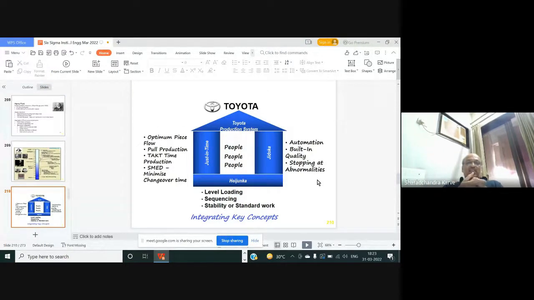Then the Heijunka is about load leveling or sequencing or standardized work. So load leveling is basically how we distribute our work. There are a series of processes in a sequence. So in a sequence, E is the output of A and B and C are batching so that there will be a uniform flow of output. That is what is called level loading.